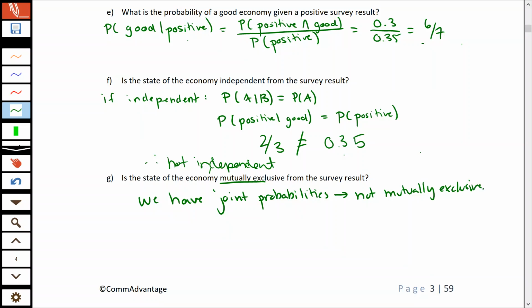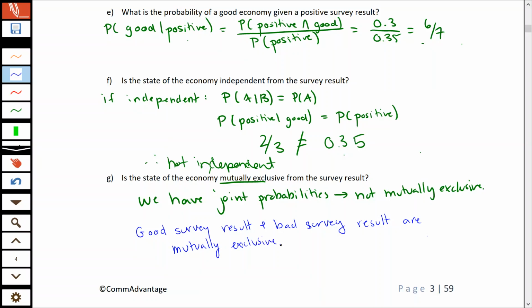Now, for example, though, you could say that a good survey result and a bad survey result are mutually exclusive. Right? These are two events that can't happen at the same time.